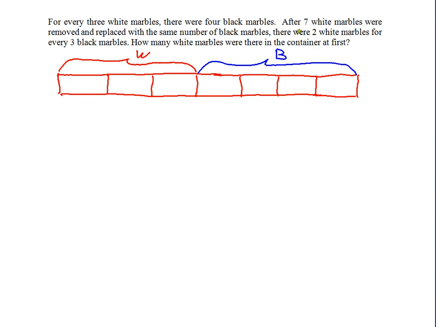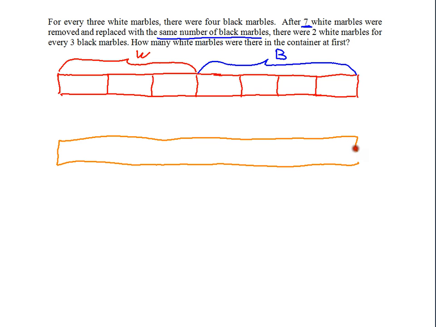Now what happens is that we replace 7 white marbles by the same number of black marbles. So the total number of marbles remains the same, but the ratio of black to white changes. So we're going to have now a new situation, whereby we have the same number of marbles, but now we have 2 white marbles for every 3 black marbles.